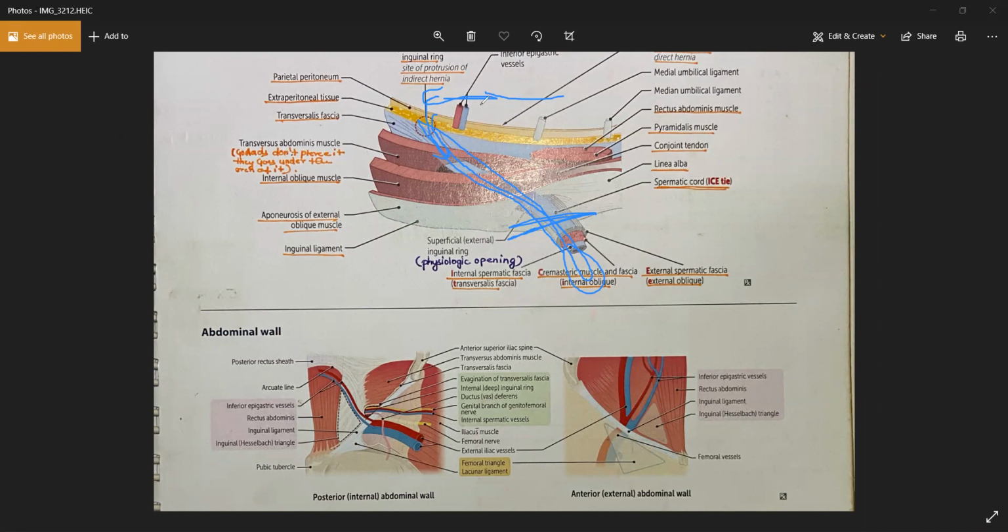The direct one is medial to the inferior epigastric vessels. It is because of a weakness in the transversalis fascia, and as a result, the transversalis fascia will bulge out from this external inguinal ring, like that. Okay, that's all about it.